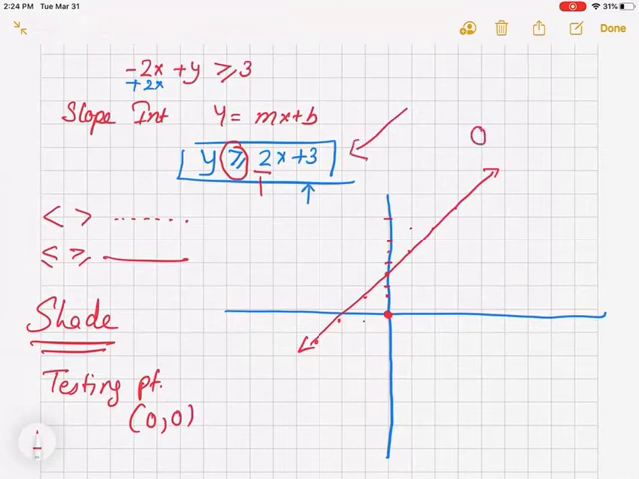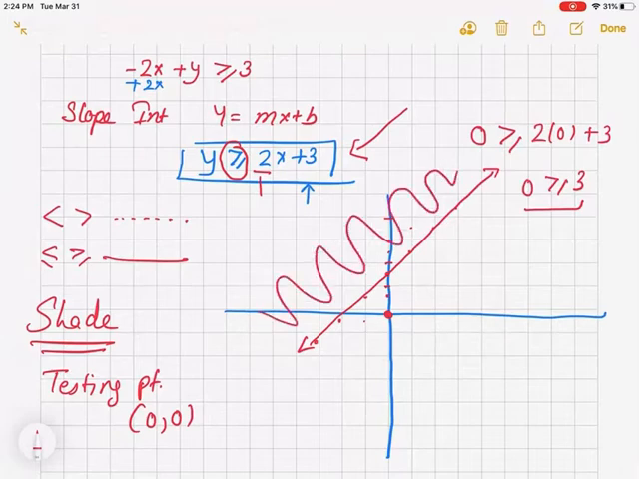So let's plug it in for both x and y. Plug in for y, it's 0 greater than 2 times 0 plus 3. Let's simplify. 0 is bigger than 3. Is 0 bigger than 3? No, it's not. If this statement is true, then we shade it towards 0, 0. If it's false, we shade away from 0, 0. Since 0 is not bigger than 3, I need to do the opposite side. So this whole area would be my answer or my solution.